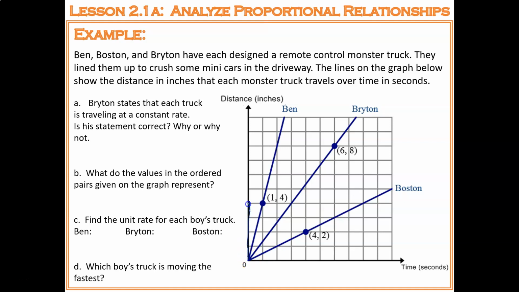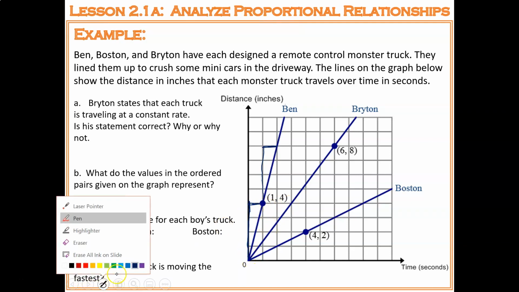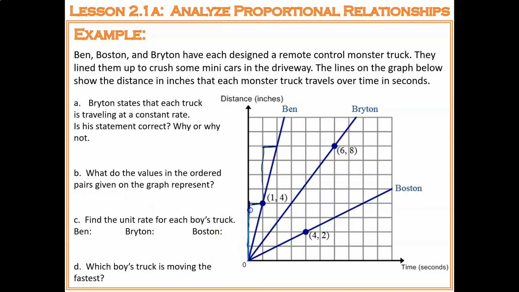So if we look at the graph, Ben, he starts at 0, he goes 4 inches for every second. Let's see if it is the same. 1, 2, 3, 4 for every second. So Ben's constant. Let's look at Brighton. He goes up 1, 2, 3, 4 over 1, 2, 3. Let me get a different color pen for him. Let's try again. 1, 2, 3, 4, 1, 2, 3. So Brighton, let's write the rates down. Brighton is 4 over 3. Ben is 4 over 1.